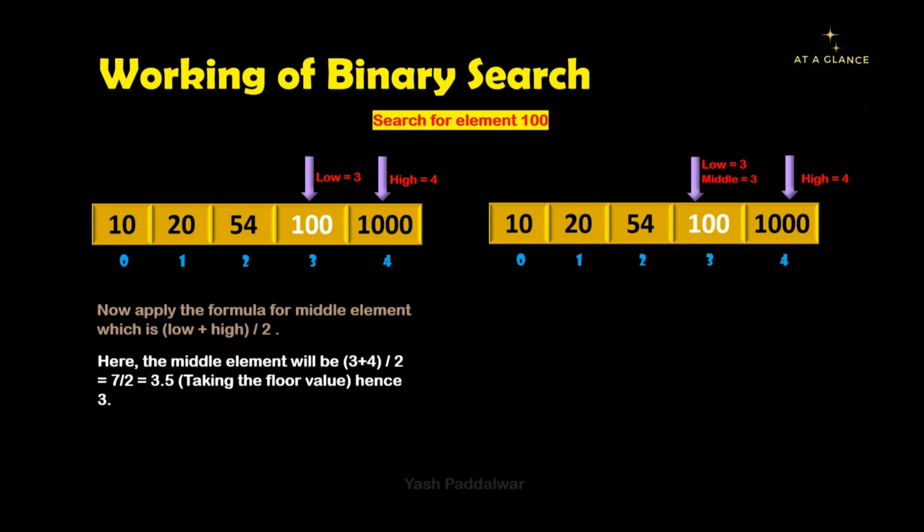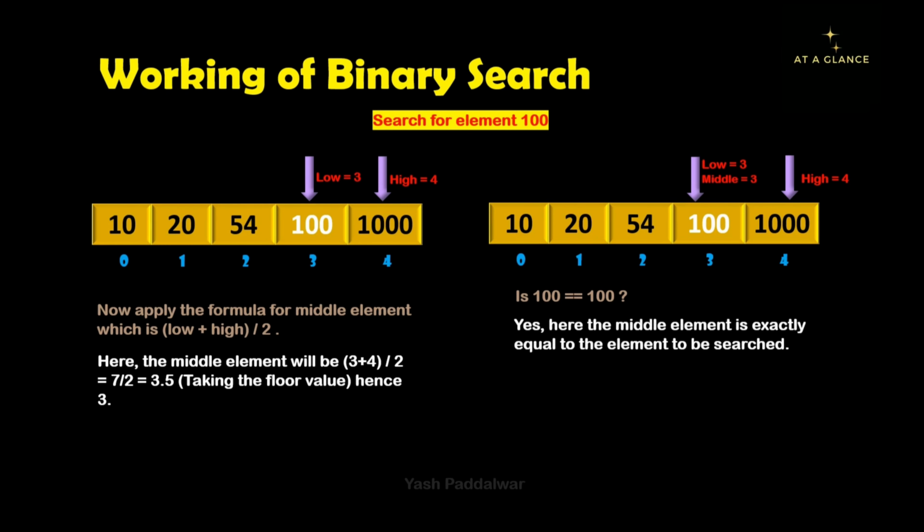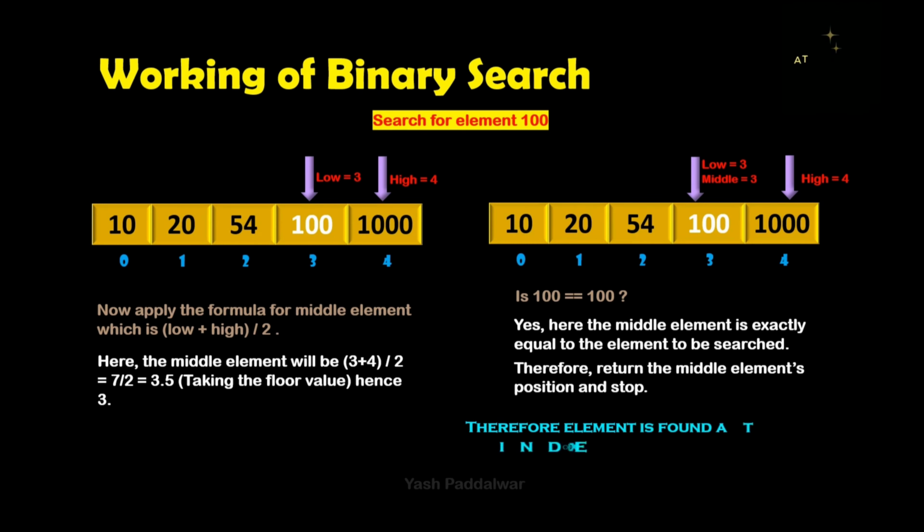Now we need to compare the middle element with the element to be searched. So here the middle element is 100 and the element to be searched is 100. They both are equal, and therefore we will return the position 3 as it is found at index 3, and then we will stop. Hence we have found the element at index 3. You might have observed that within very few iterations we have got the location of the element to be searched. Therefore binary search is considered to be one of the most optimal searching techniques.